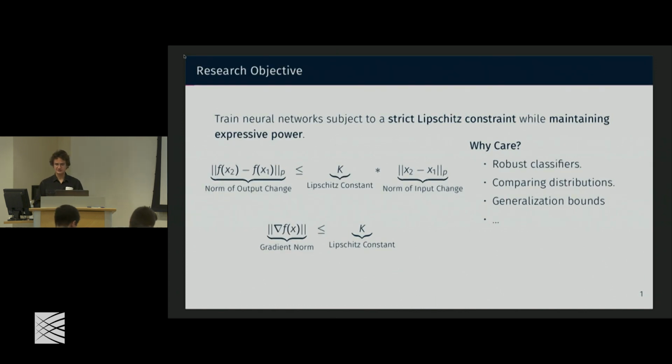Why do we care about training Lipschitz neural networks? Roger also went over this. I'll quickly summarize. There are many problems in machine learning where having control over the Lipschitz constant is really useful, such as training robust classifiers, comparing probability distributions using the Wasserstein distance, and comparing generalization bounds. It comes up in reinforcement learning where you also use it to bound certain types of errors. So you can think of Lipschitz neural networks as an important part of our expanding deep learning toolbox.